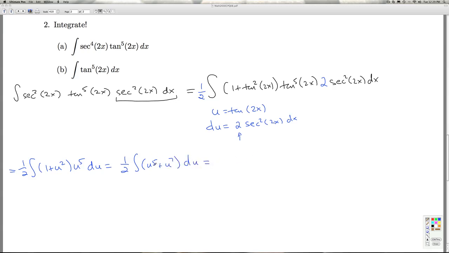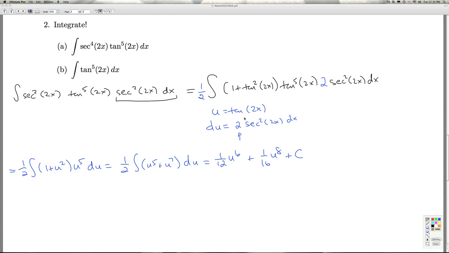The antiderivative here would be u to the sixth over six, but I have a 1/2 there, so that's 1/12 u to the sixth, plus, I integrate this, get u to the 8th over 8. That's 1/16 u to the 8th plus c.